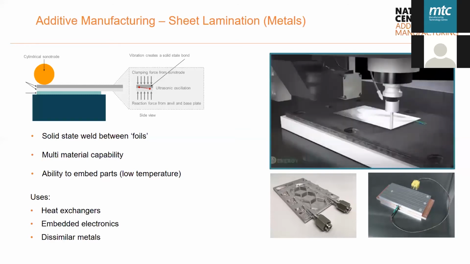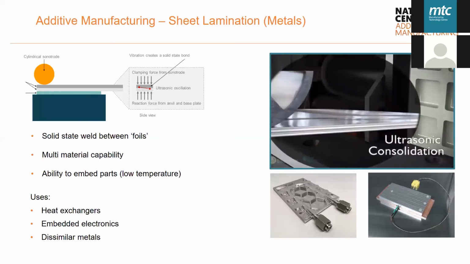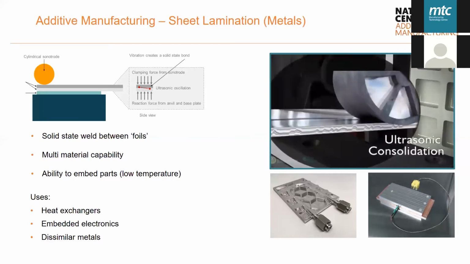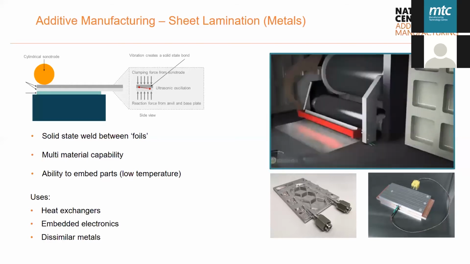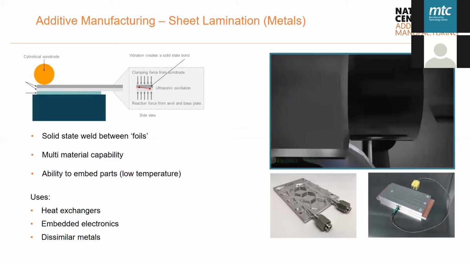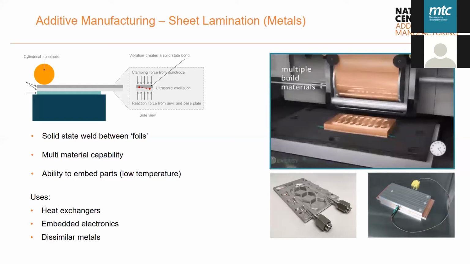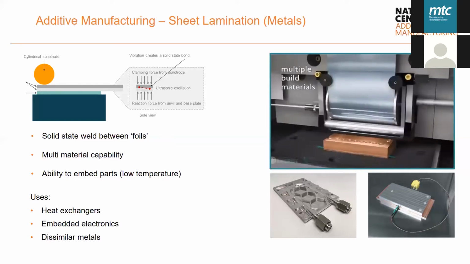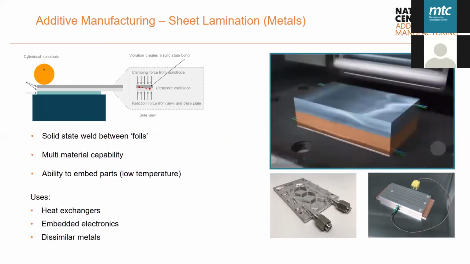And that allows you to, of course, manufacture components with embedded sensors, and sort of increases the functionality of your component. You can also weld dissimilar materials and multi-material. You can manufacture components with multi-material capabilities. You can also tailor some of these properties as you go through, which makes them quite beneficial for applications such as heat exchangers.